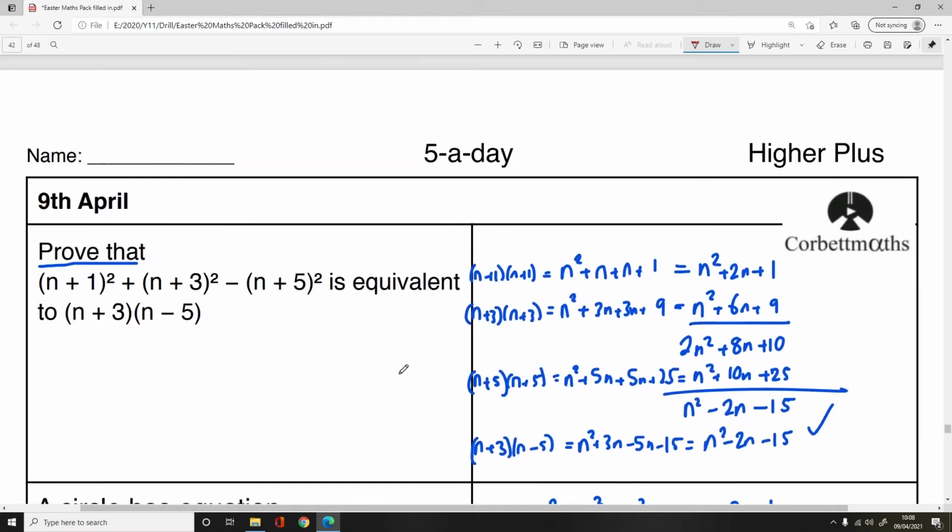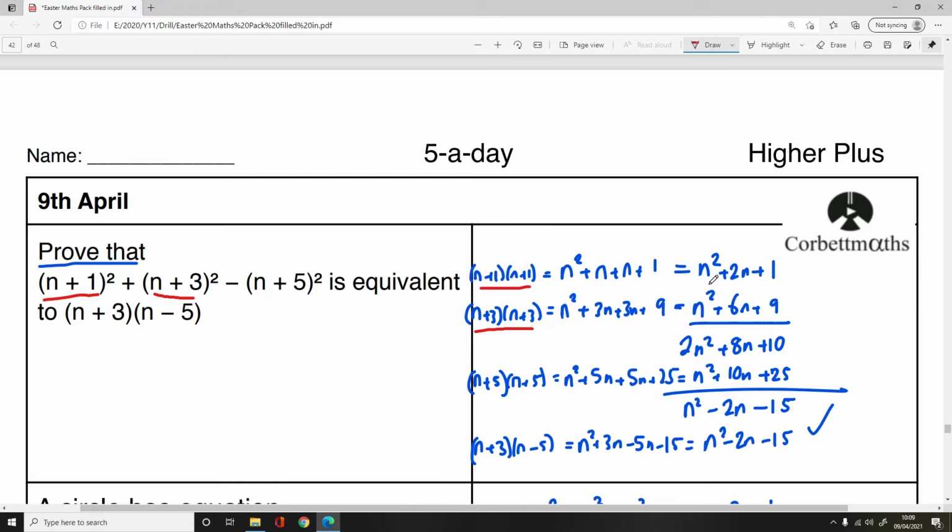Onwards to higher plus. This was fiddly, and I think obviously the words prove that mean quite a lot. So what doesn't work is trying some numbers and showing that this works for 1 or 2 or 3. A proof means that you can show it always works, that you can put in whatever algebra you like and it will always work. So we need to expand and simplify, essentially. So we work out what n plus 1 squared is. We work out what n plus 3 squared is. And then we add those two things together.